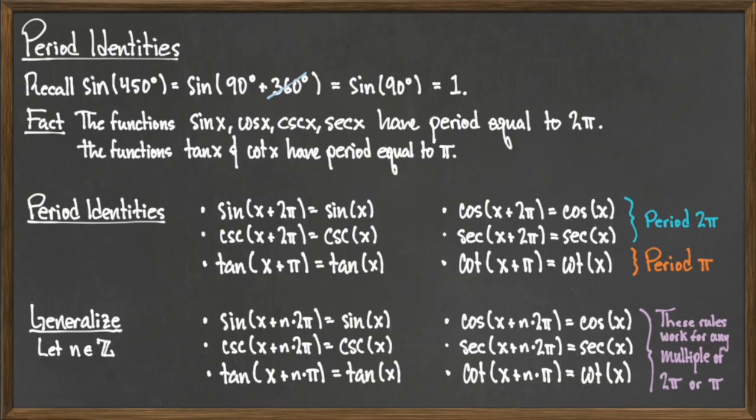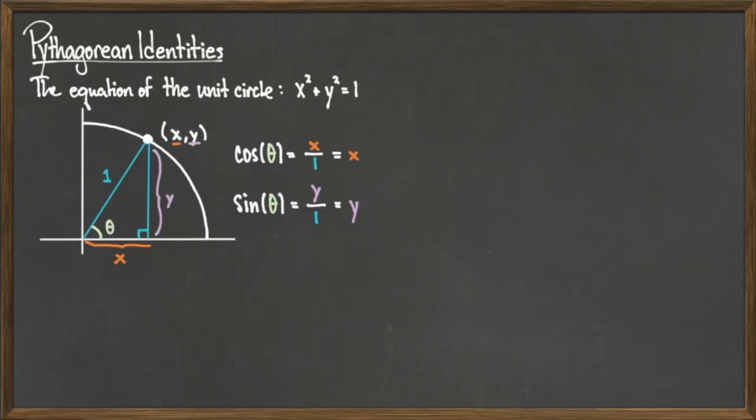We've spoken at length about how the functions sine and cosine are periodic in nature, and it turns out every trig function is periodic, but these periodic identities are just a way of numerically observing the periodicity of all these functions. Next, we have the so-called Pythagorean identities.